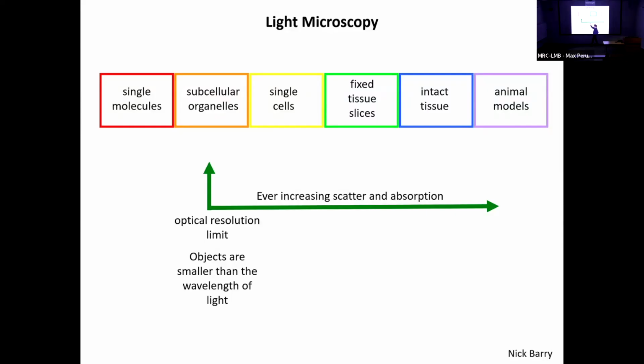But there is unfortunately a physical barrier. There is an optical resolution limit that we can't get past, well, until the advent of super resolution methods. That is the limitation we have with visible light and looking at small objects. It's around about the scale of subcellular organelles.